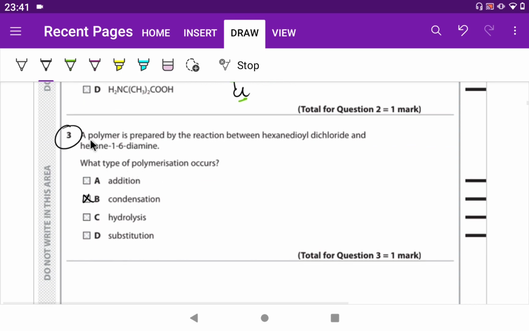Now the third question, a polymer is prepared by reaction between hexanedioyl dichloride and hexane-1,6-diamine. So when this reaction occurs, what type of polymerization occurs? In this type of polymerization, condensation occurs.